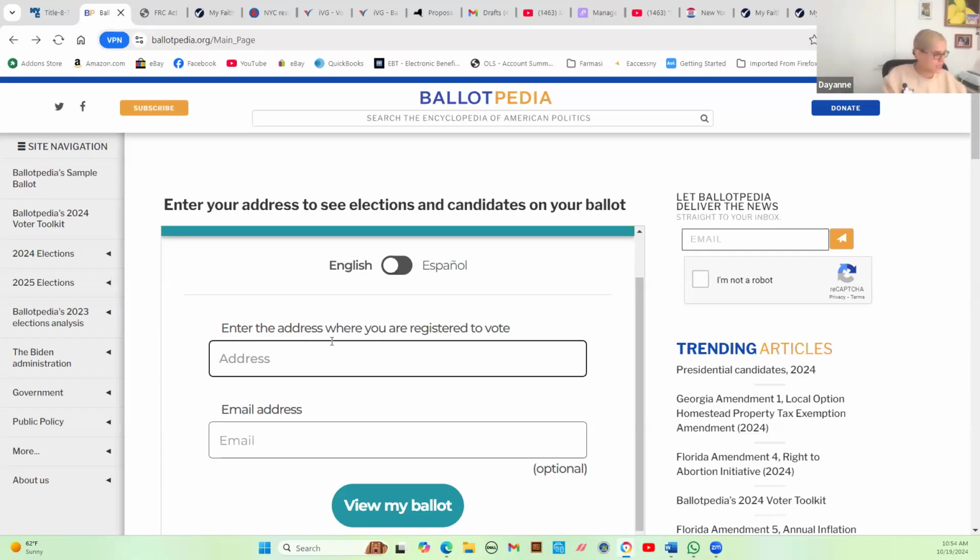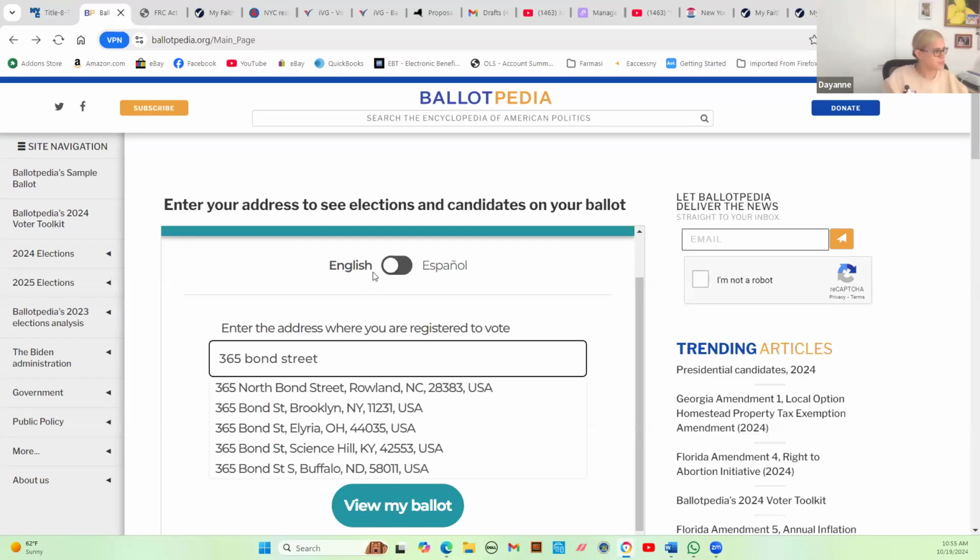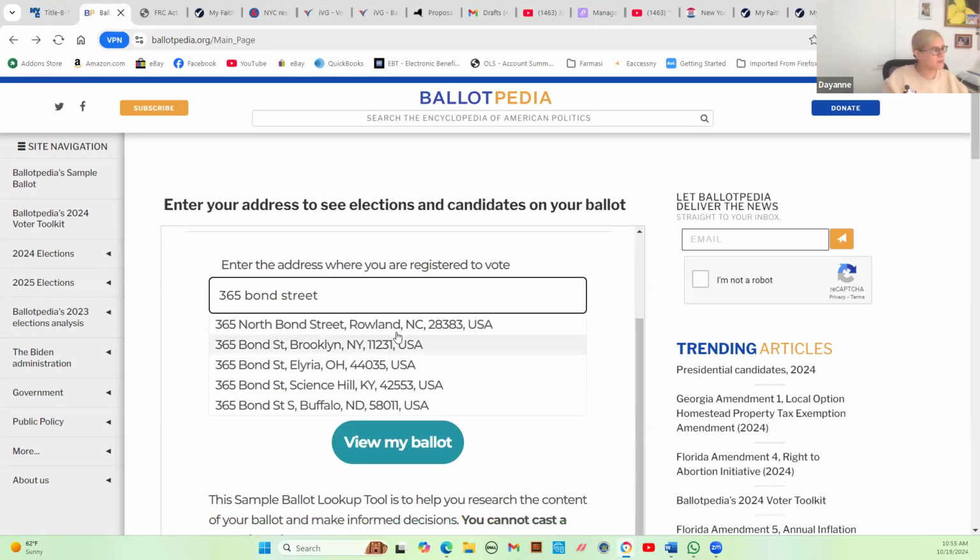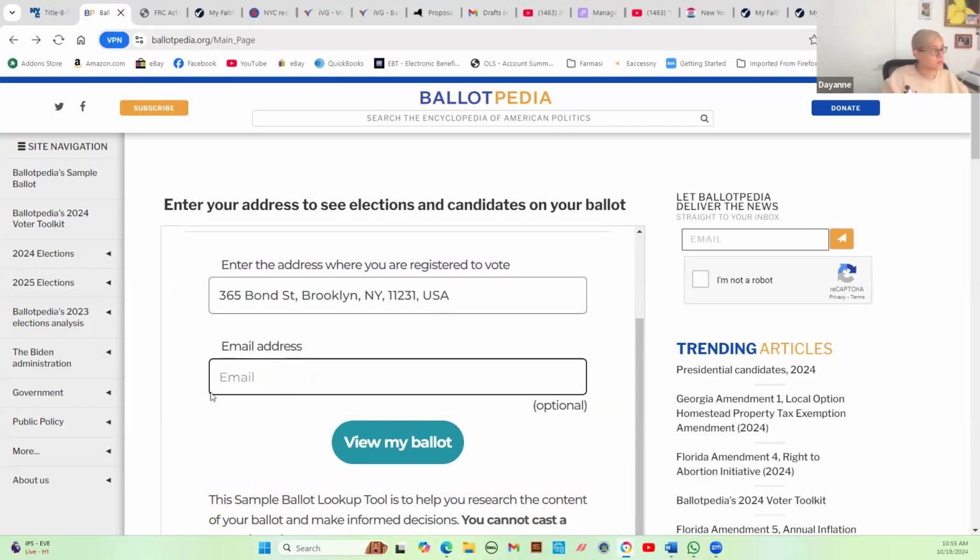So I'm just gonna pick an address randomly out of a hat. Let's do another building, the other side. Okay, so automatically when you put your address in, it's gonna give you a series of addresses that come up in various states, so be careful. Make sure you choose the one you're supposed to.